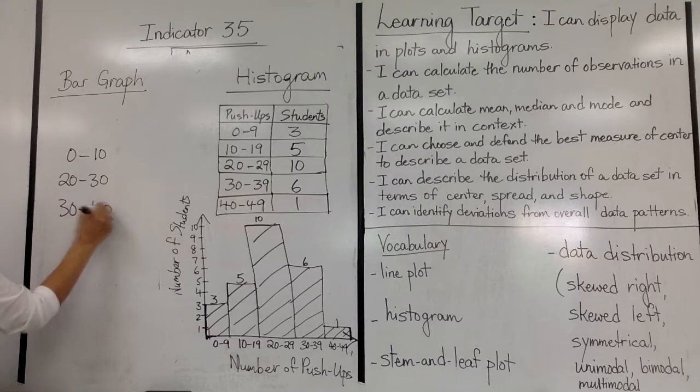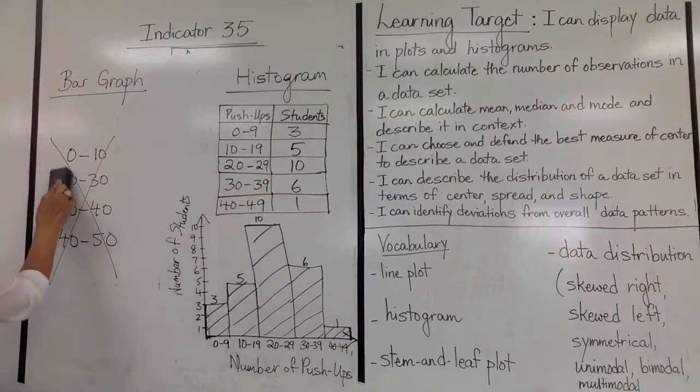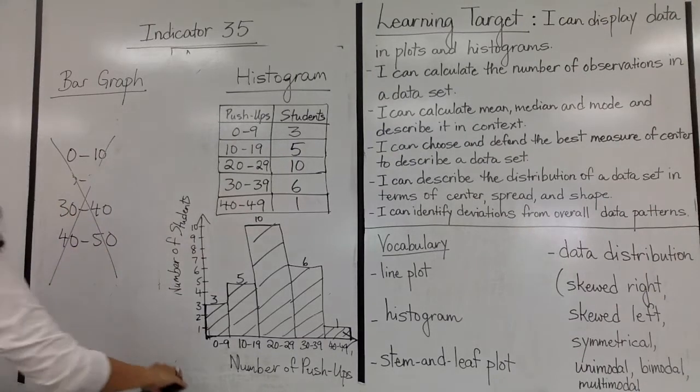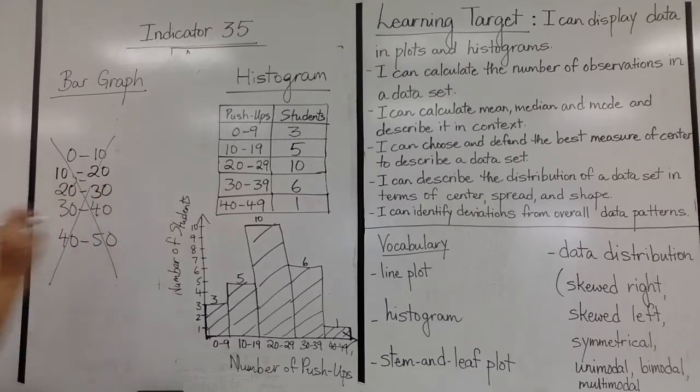Do not do this. Okay? This is a total no-no for intervals. Because look, I forgot to put 10 to 20 in between. 10 to 20, 20 to 30.